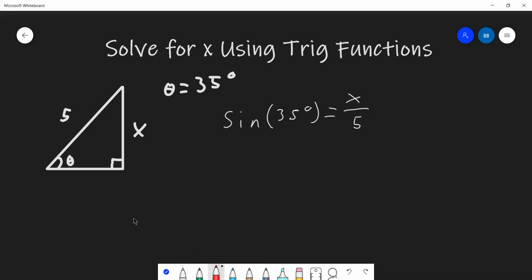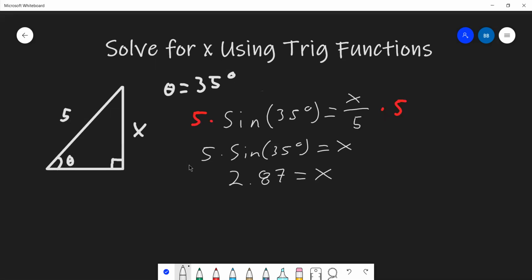So now we will just solve like any normal equation. Start by multiplying both sides by 5. And on the left side, we will have 5 times sine 35 degrees is equal to x. Again, make sure your calculators are set to degrees. And once you put 5 times sine of 35 degrees into your calculator, you will arrive at about 2.87 is x, the answer we were looking for, this side of the triangle.